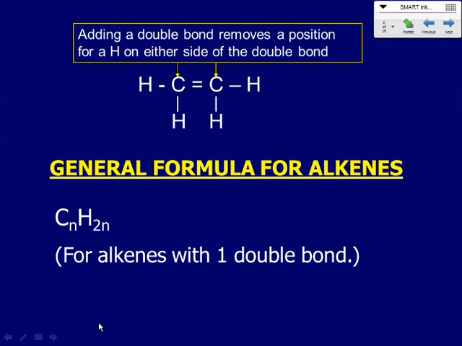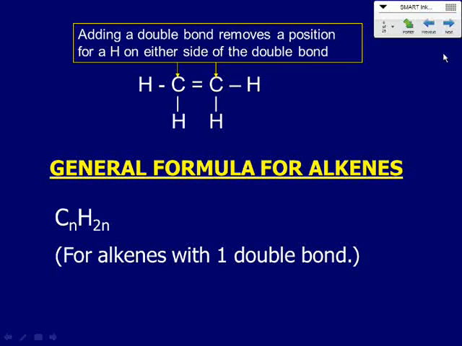So the general formula is CnH2n, and that's for alkenes that have 1 double bond. If it's got 2 double bonds, then another 2 would have been taken away. Then it'll become CnH2n minus 2. Then you've got 2 units of unsaturation: 1 to get you down to the 2n, and then another one gets you minus 2.